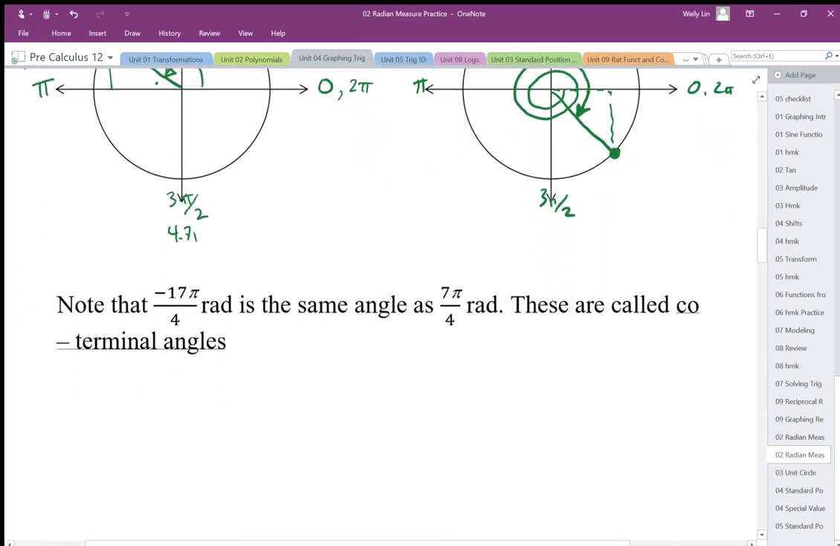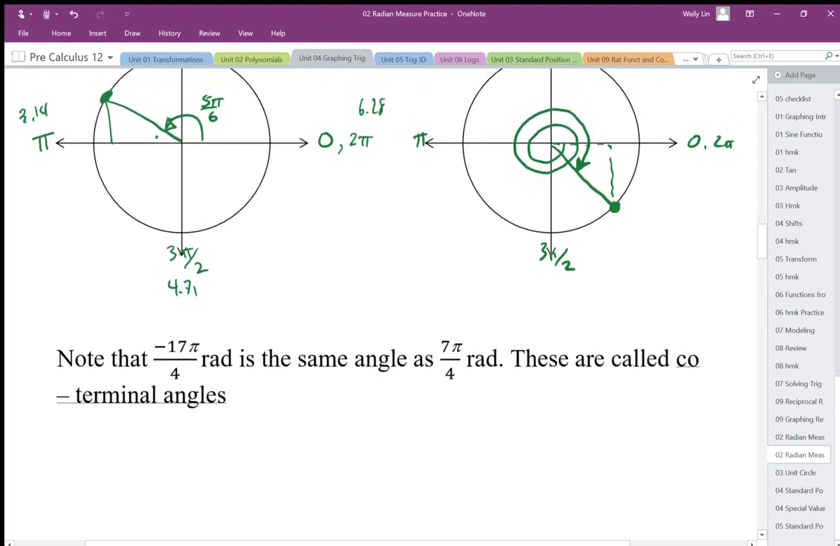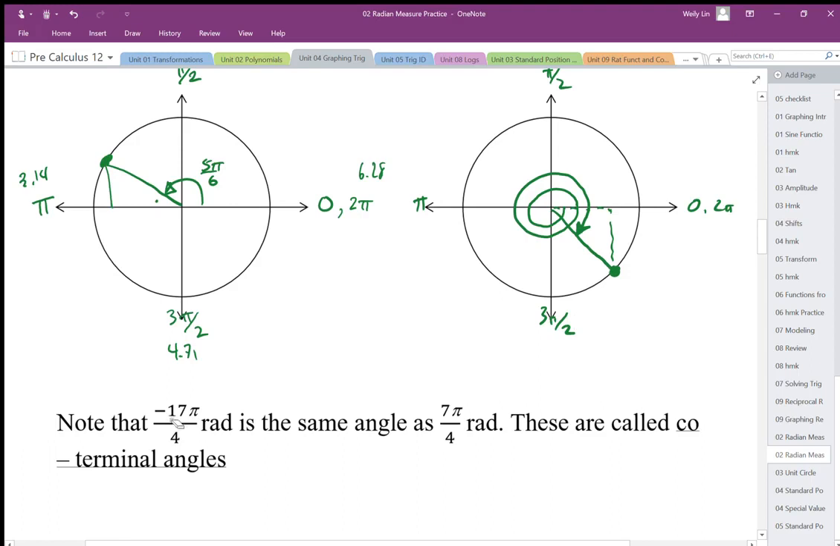These angles also have coterminal angles. So that negative 17 pi over 4 is coterminal with positive 7 pi over 4. Those are coterminal angles because they get us to the same place.